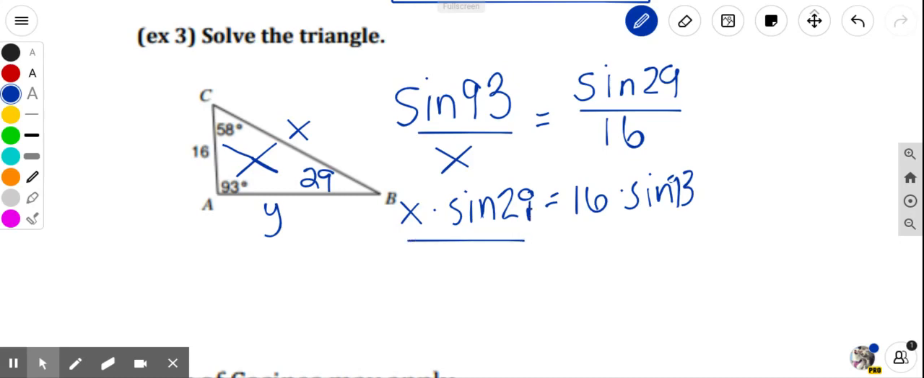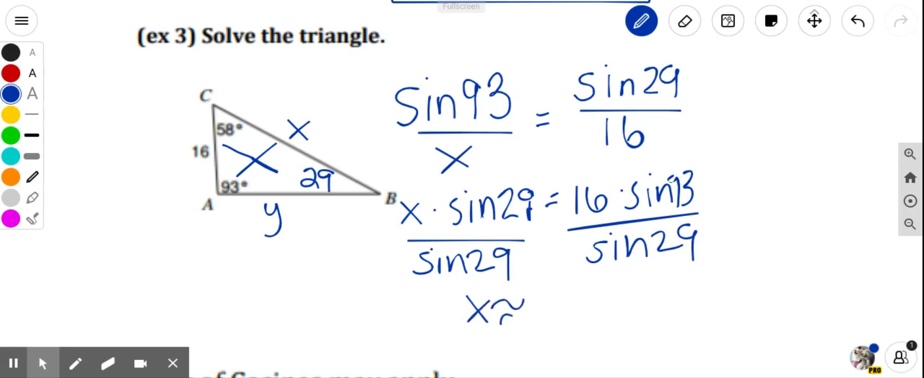Divide both sides by sine of 29. So then again, you're going to put that on your calculator, and you end up with 32.96.